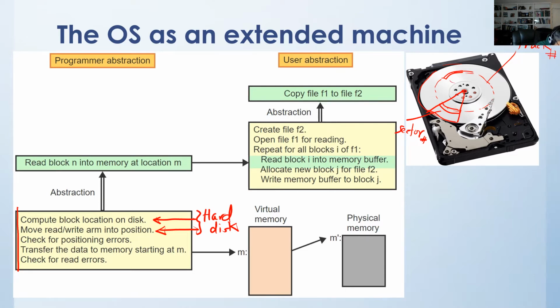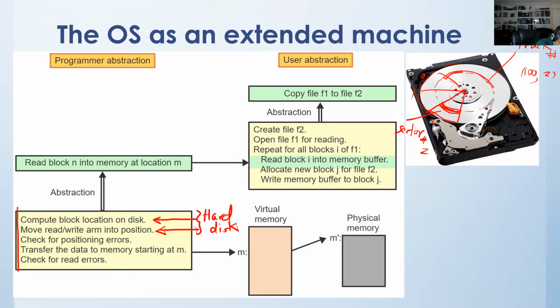For example, if this is track 100, then you say track 100 and the sector. Suppose this is sector 0, 1, and this is 2, so sector 2. I'm just giving you an example. So then it's track 100, sector number 2. Okay, now this is a block. So the computer computes the block location on disk.